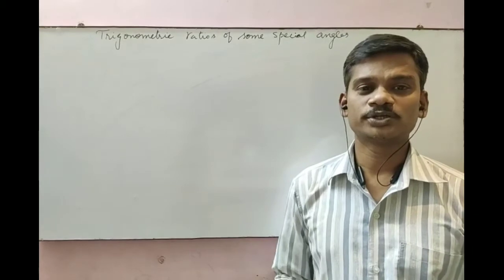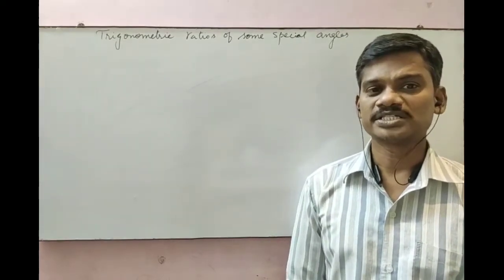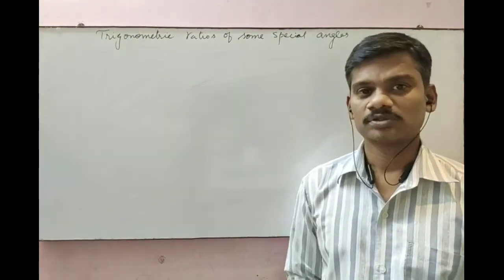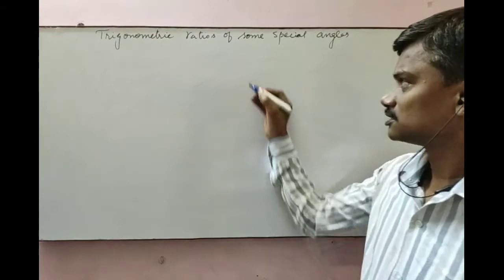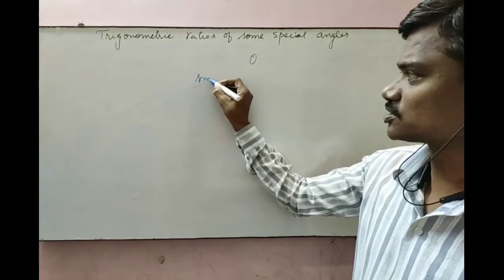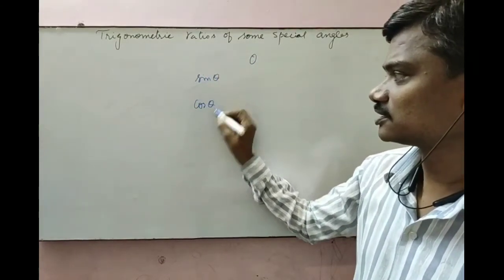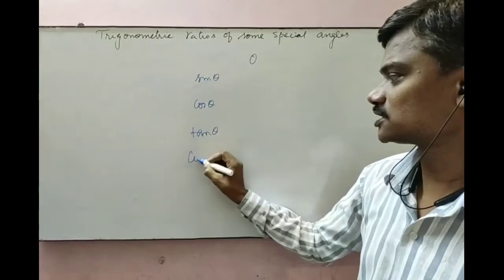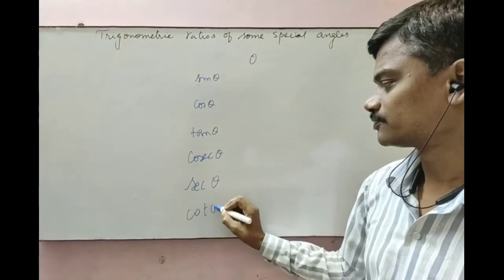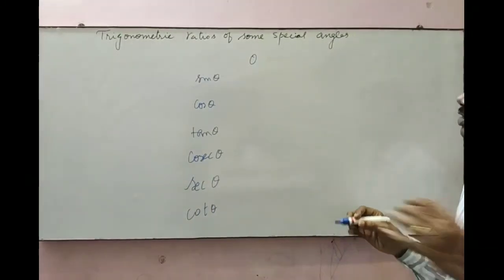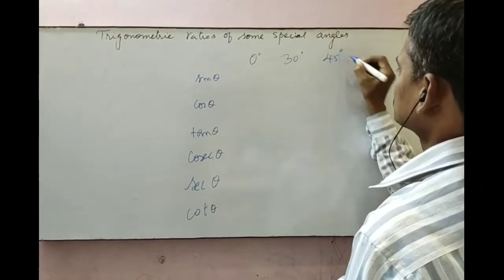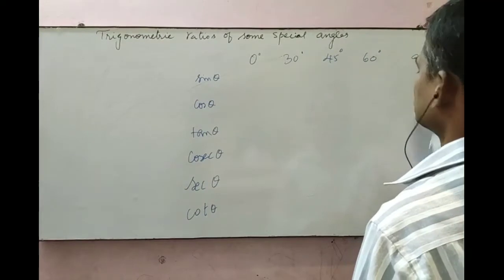But you need not memorize those values. We can easily keep it in the mind just by following my instructions. Here I am going to take the trigonometric ratios sin theta, cos theta, tan theta, cosecant theta, secant theta and cot theta. The 5 special angles are 0 degree, 30 degree, 45 degree, 60 degree and 90 degree.